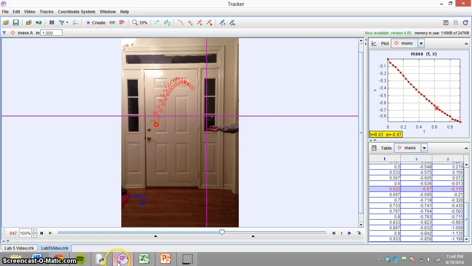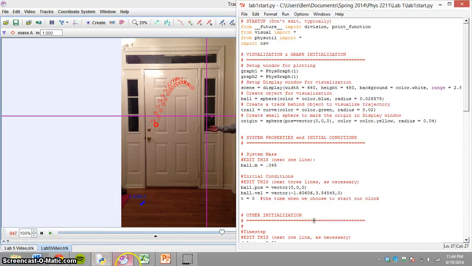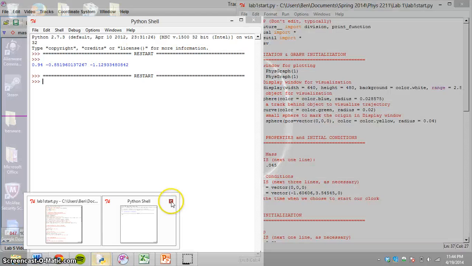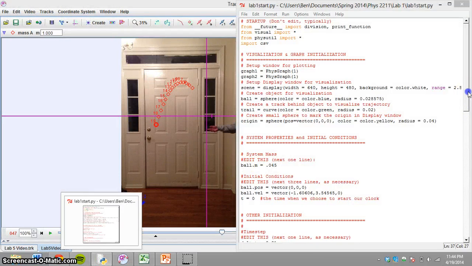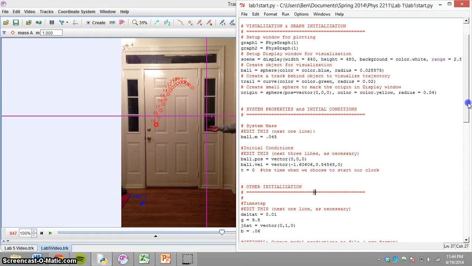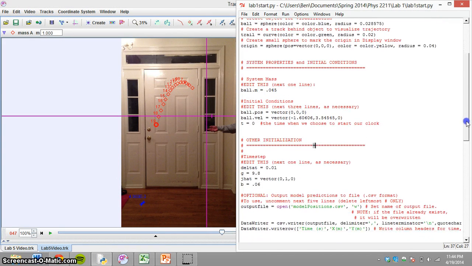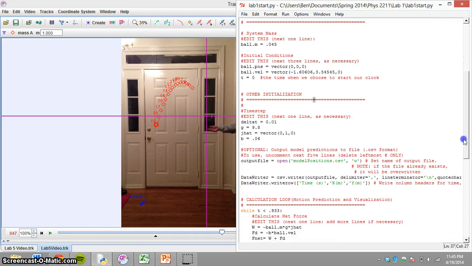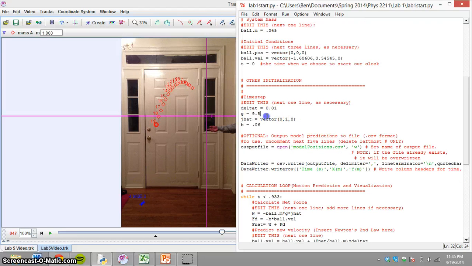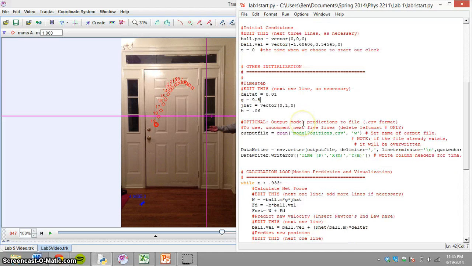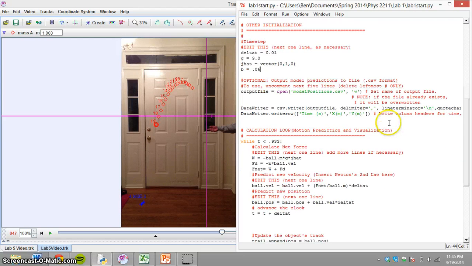Now let's look at the Python stuff. I used the same structure that we used in Lab 1, except now we have to look at the y direction as well, instead of just the x direction. So here are our initial velocities. We have g is 9.8, j hat is going in the positive y direction, and we set b to 0.06.